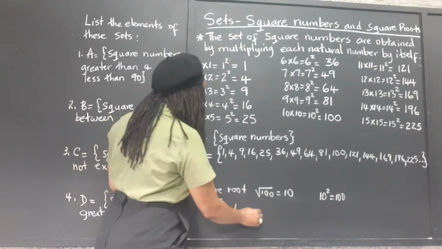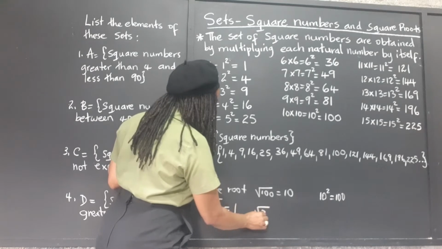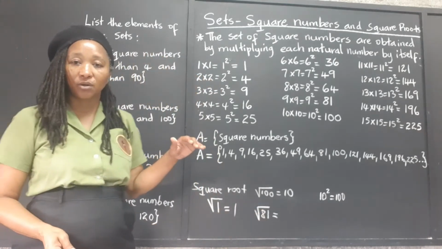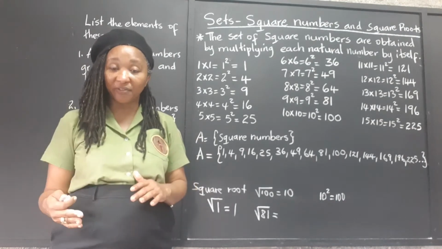What's the square root of 81? Which number do I multiply by itself to get 81?